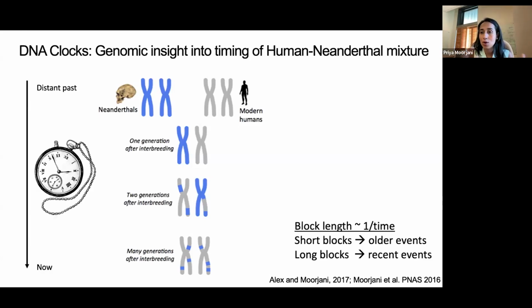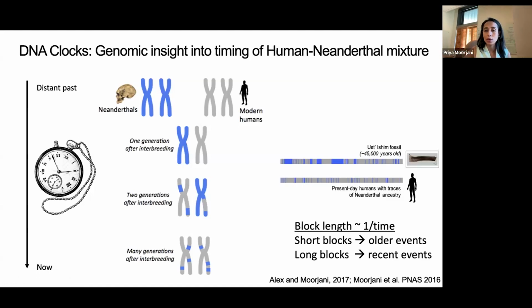If we look at genomes and we find very short blocks, we know that the mixture must have occurred a long time ago. And if we find very long blocks, we know that the mixture must have occurred recently. This way we can use the block sizes as a clock to infer when the mixture occurred. We can also look at present-day as well as ancient DNA samples.